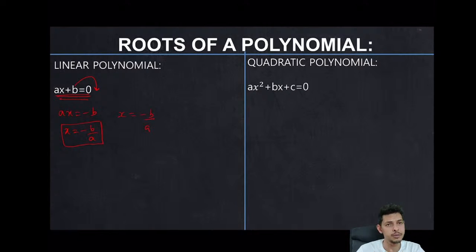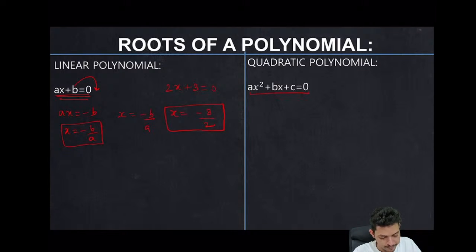This way you can find root of any linear polynomial. Finding root of a linear polynomial is quite simple. Just let me give you an example. If I have to find root of 2x plus 3 is equal to 0, that would turn out to be minus 3 upon 2, as simple as that. Now let's talk about a quadratic equation.